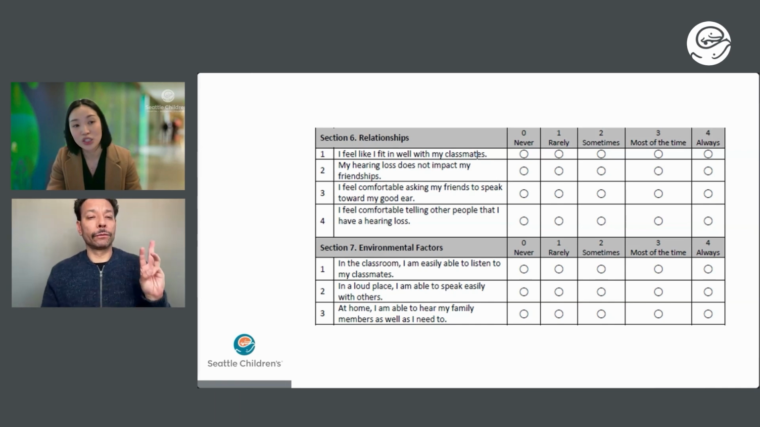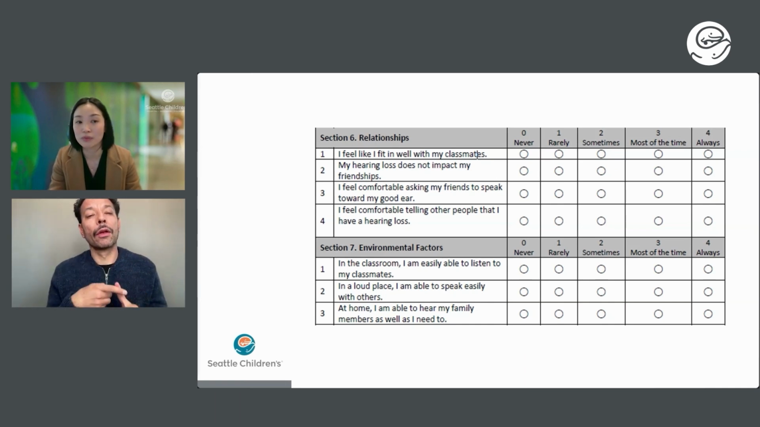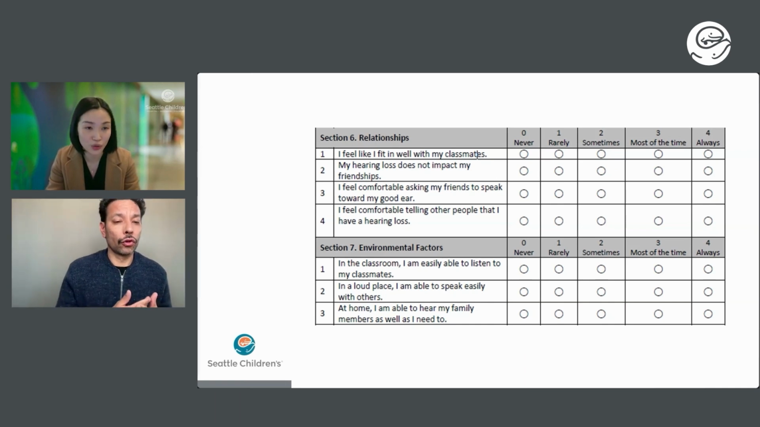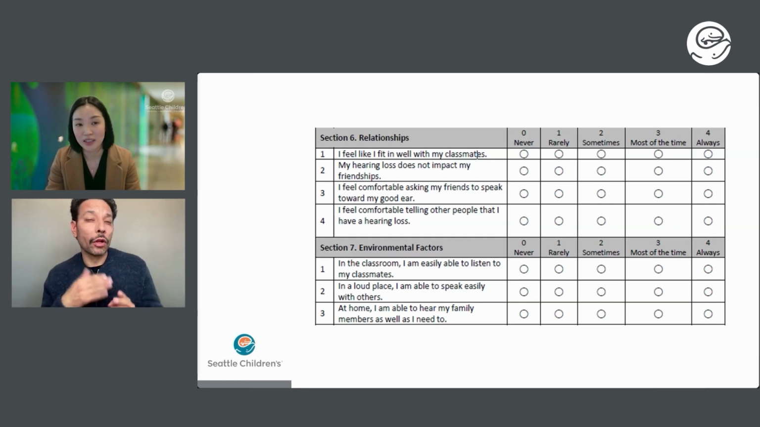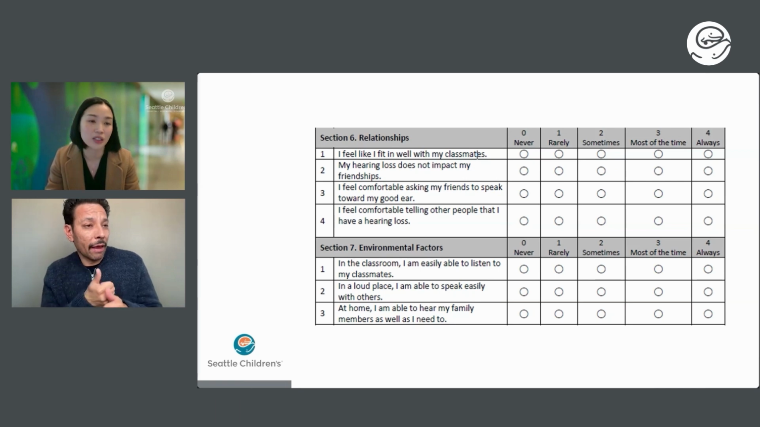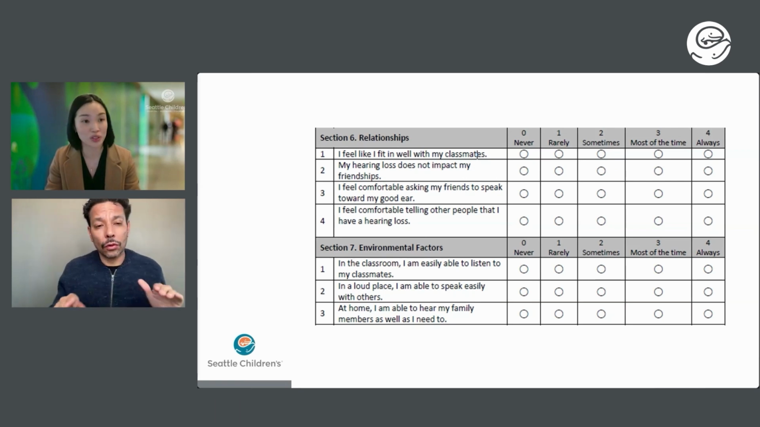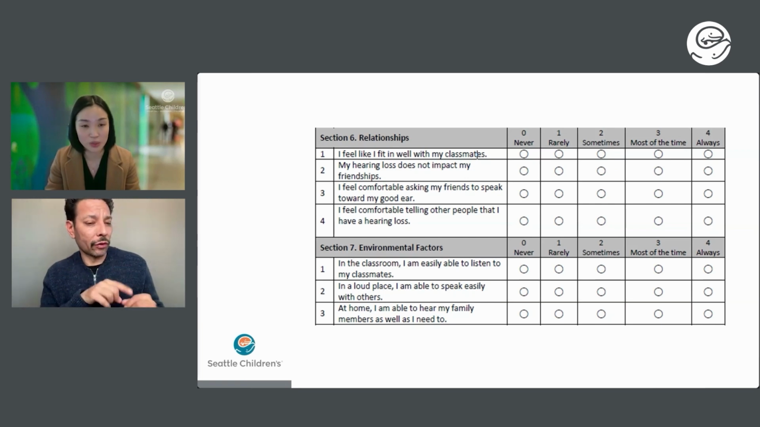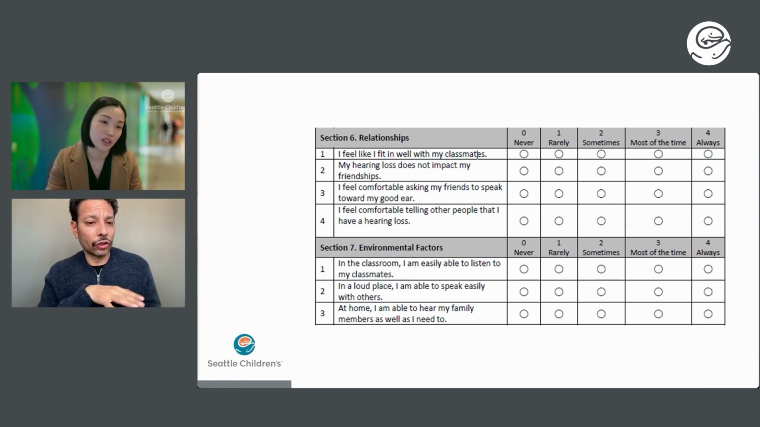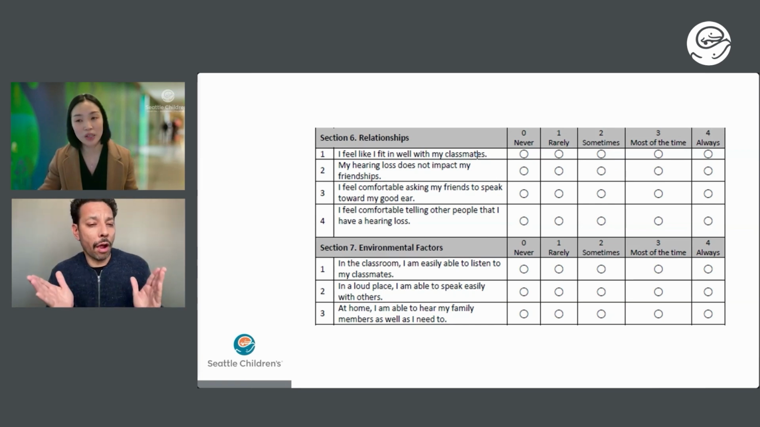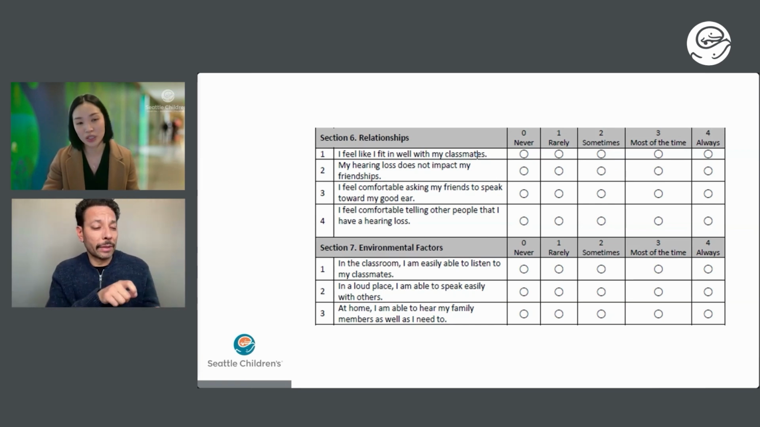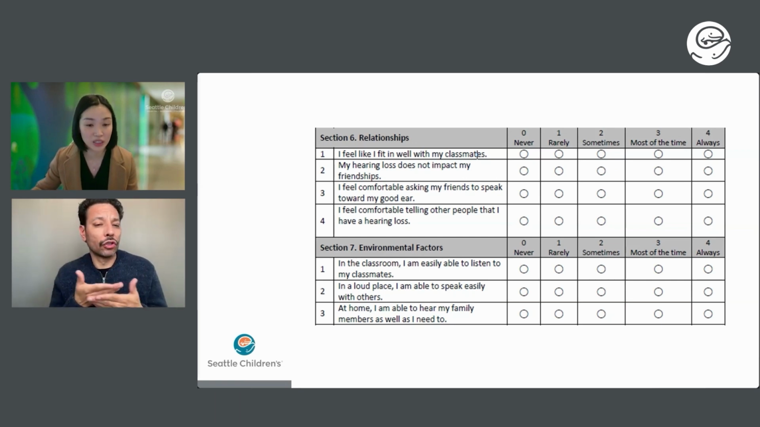Section 6 pertaining to relationships does talk about the good ear versus bad ear. If you look at question 3, I feel comfortable asking my friends to speak towards my good ear. It gets at self-advocacy and whether children are willing to disclose that they've got a hearing loss. So it is something that is relevant for this unilateral hearing loss population in particular. And again, if we get to section 7, it's something that's a little more broad. So a combination of things that are specific to unilateral hearing loss as well as things that kids with hearing loss in general experience.